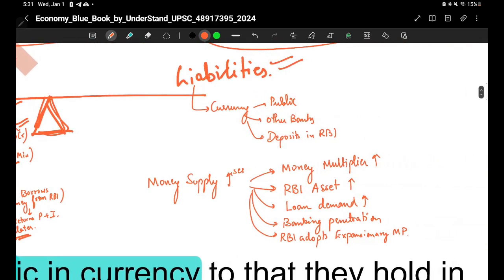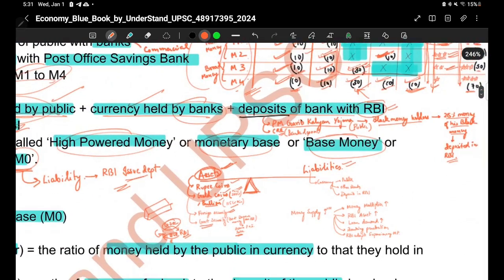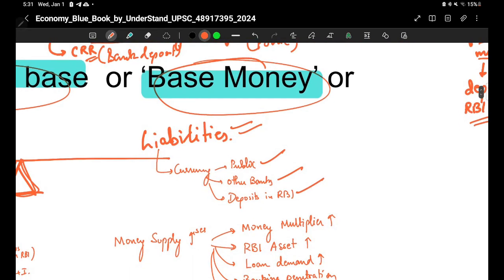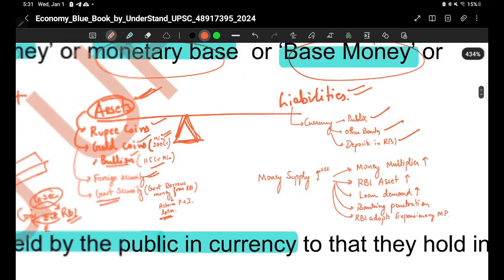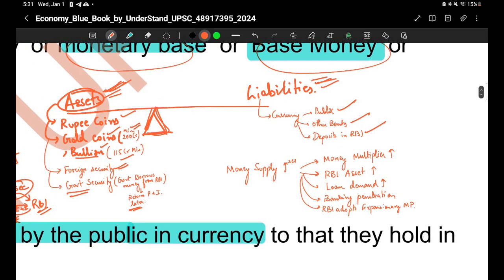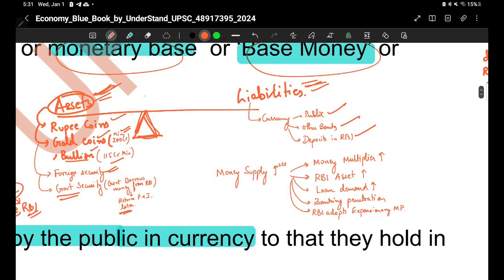And liability side, we saw high powered money. Currency with public, currency with other banks, and deposits in RBI. All these are liabilities. So these assets must match with liabilities. Then only RBI is empowered to print more money into the economy. For example, let's say it is matching right now. Okay, it is matching right now. And RBI wants to print more money. To print more money, RBI has to put more assets. So this will become heavier.